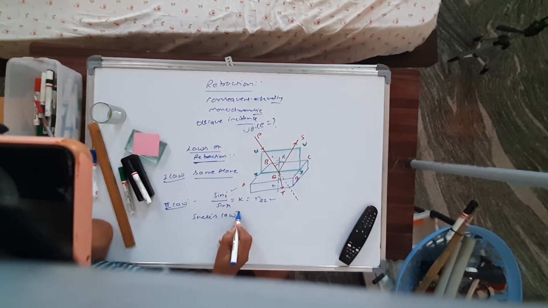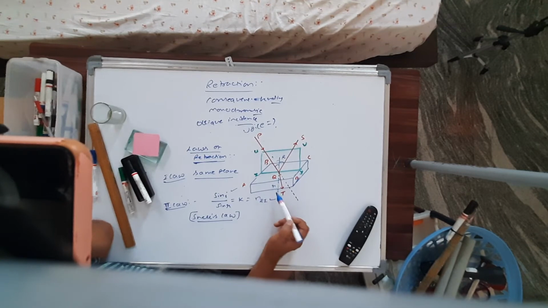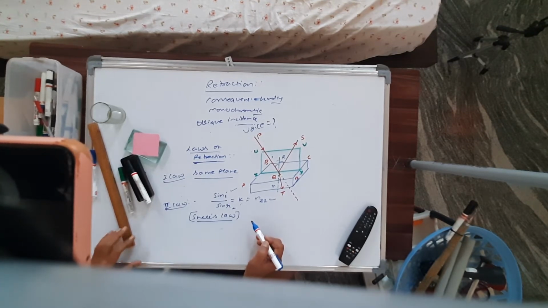We also call this Snell's law. If asked to state Snell's law, you have to give the second statement: for a given pair of media, the ratio of the sine of angle of incidence to the sine of angle of refraction is constant, and this constant is called the refractive index of medium 2 with respect to medium 1.